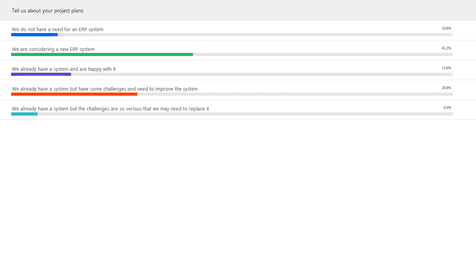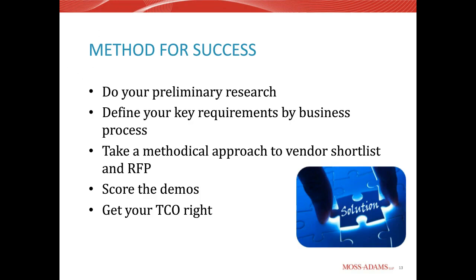For me, whatever the challenge may be, whether you are considering a system for the first time or have challenges with the existing system for whatever reason, there are some critical success factors that you need to be aware of as you consider a new system. And those are the factors I've outlined here.